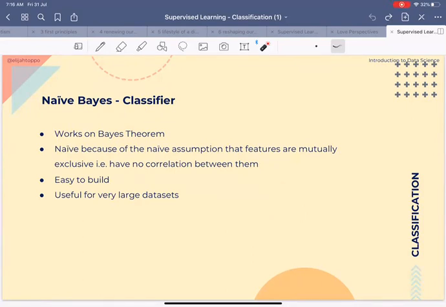So for example, let me think of a good example.